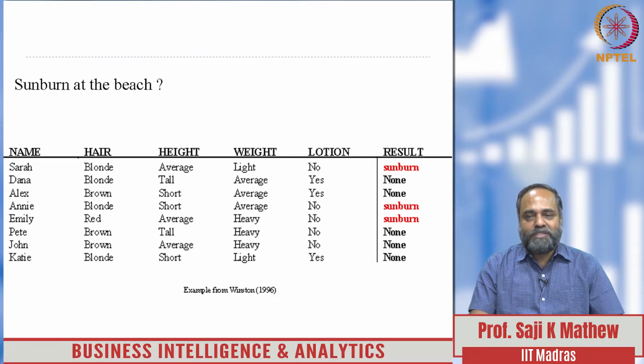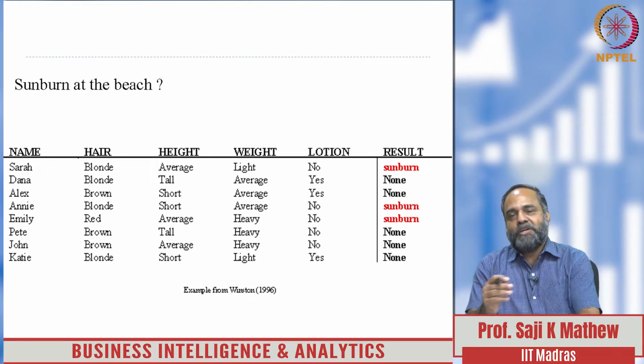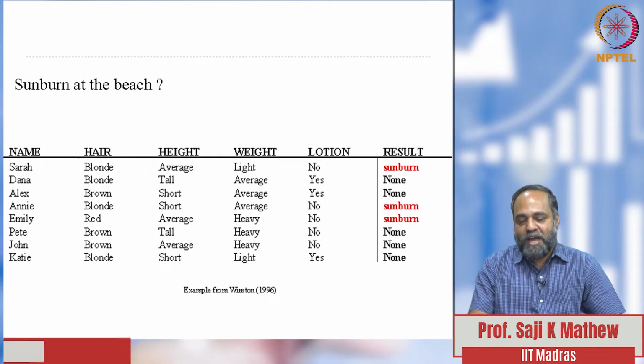And I am just suggesting that this example is something of that kind, where a group of 8 visitors go to a beach, and that was a great experience. You can see their names: Sarah, Dana, Alex, Annie, Emily, Pete, John and Katie. Both boys and girls, and they do go, and they had a nice time.